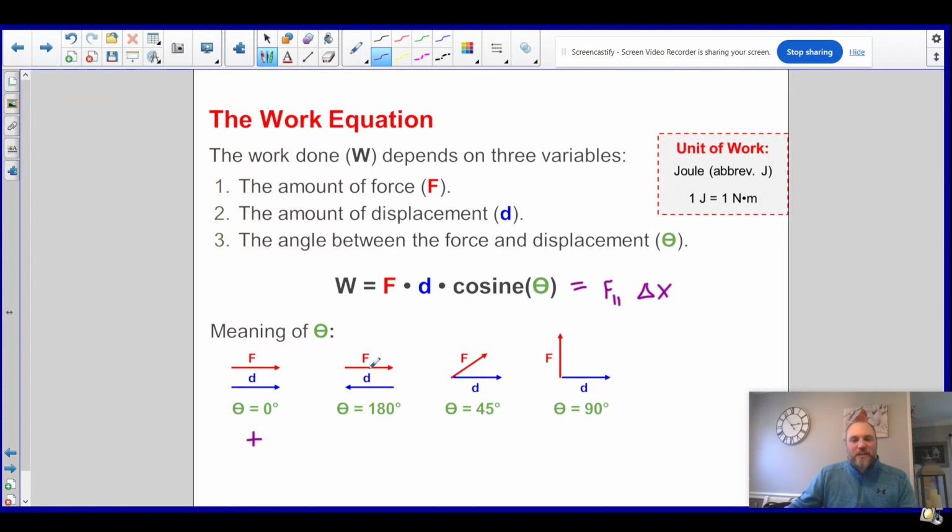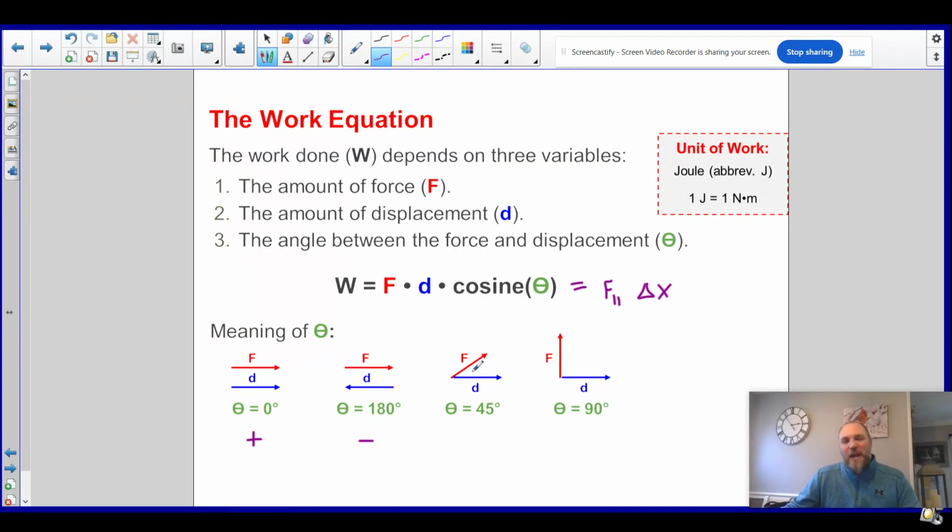When the force is against the displacement, or the angle is 180 degrees, we call that negative work, because this is a force that's causing the object to slow down. And if you put 180 degrees into the cosine of theta, you get -1. So we're seeing negative work being done there.